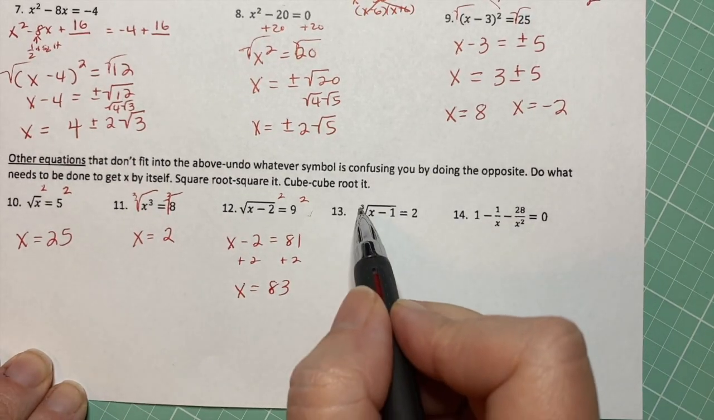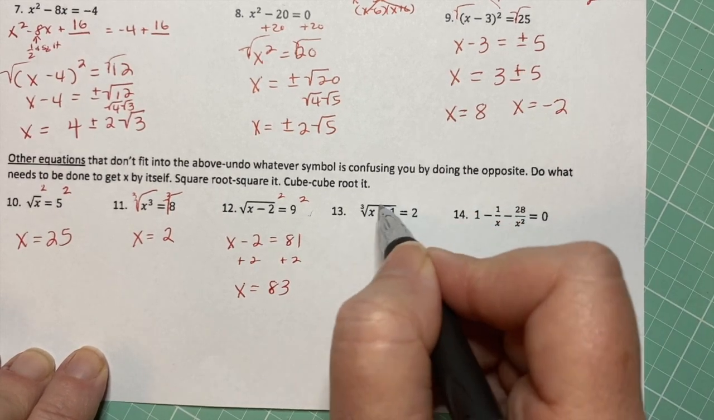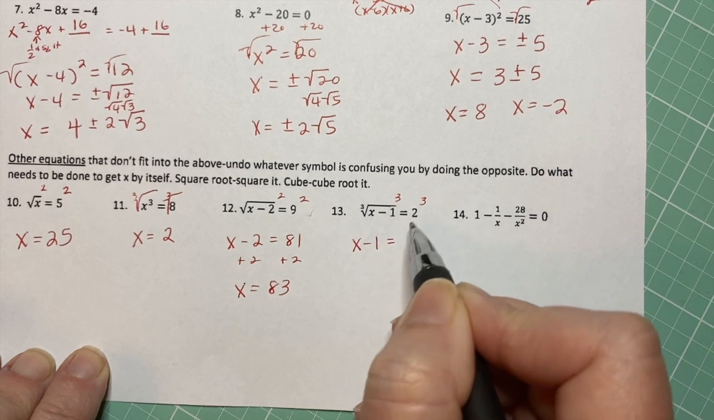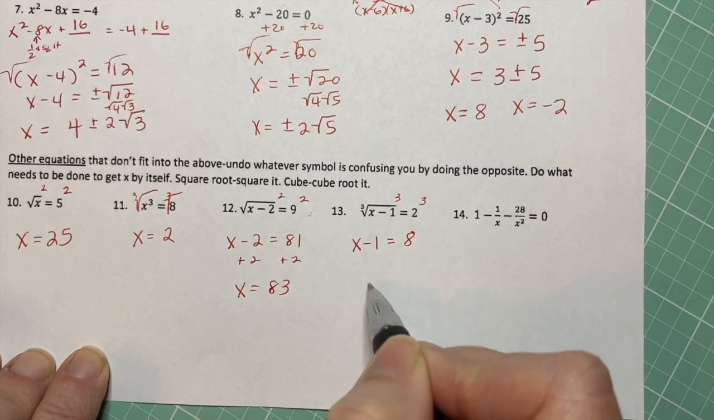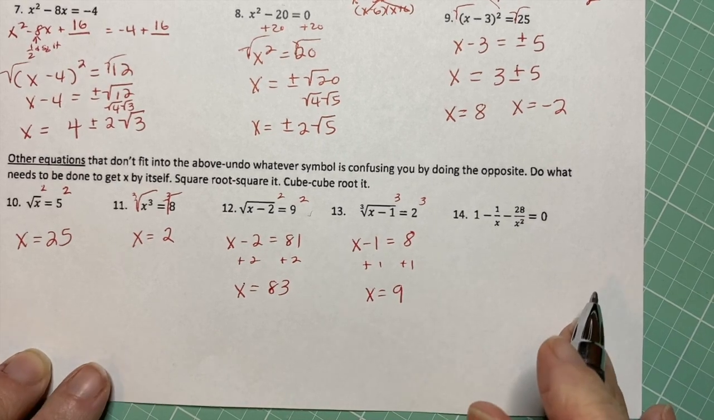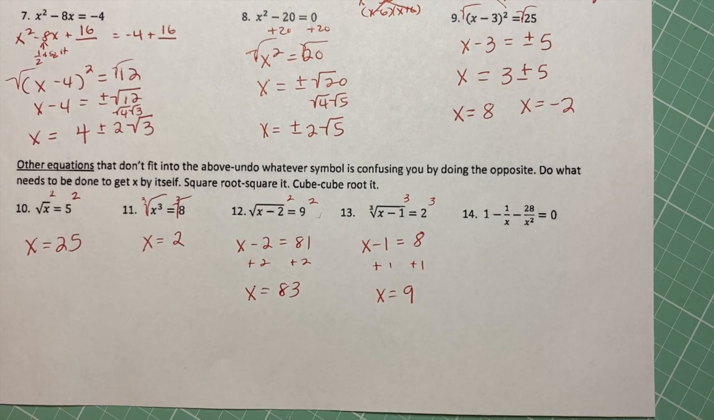13 is a cube root. So what are you going to do to get rid of a cube root? Cube it. So this would be x minus 1 equals 2 cubed, which is 8. Add the 1, so x equals 9. So you always want to get rid of that thing that's bothering you by doing the opposite or undoing it.